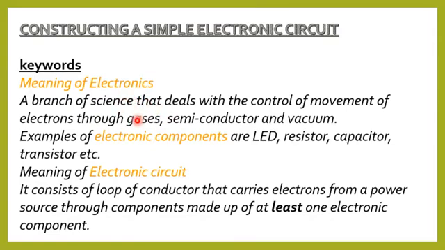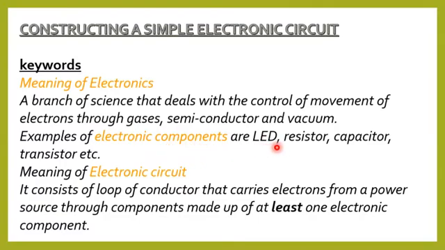Now, let's at this point strike a quick difference between electronics and electricity. Electricity is a branch of science that deals with the movement of electrons through conductors. Remember the meaning of conductor? We said conductor is any material that allows the flow of current, or the movement of electrons, to pass through it easily.